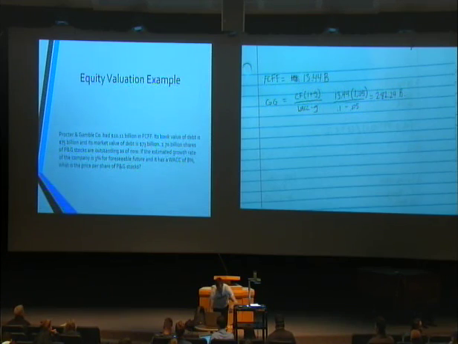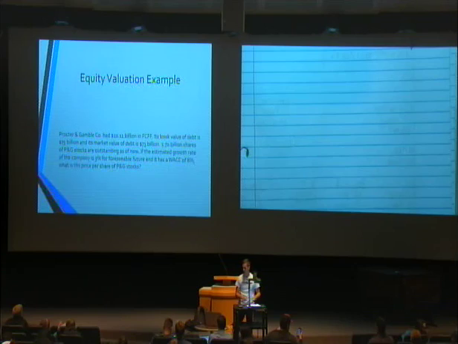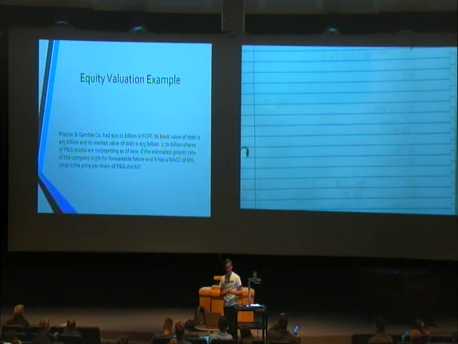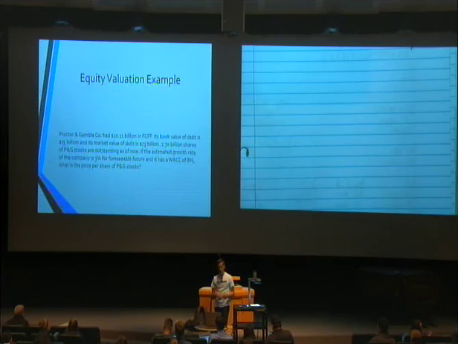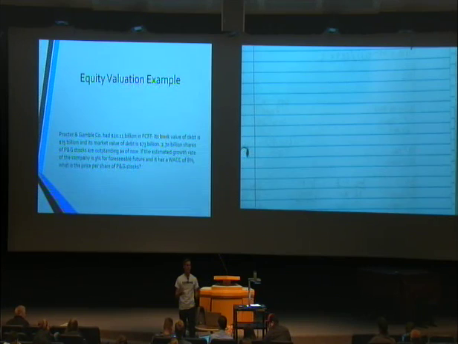Okay. All right, let's do equity value. So this was an example doing equity. Okay, Procter & Gamble has $10.11 billion in free cash flows to the firm. Its book value of debt is $75 billion and market value of debt is $73 billion. 2.7 billion shares of P&G stock are outstanding as of now. If the estimated growth rate of the company is 3% for the foreseeable future and has a WACC of 8%, what is the price per share of P&G stock? So they give us the free cash flows to the firm, but they want us to find the value of the stock, which is just equity, right?